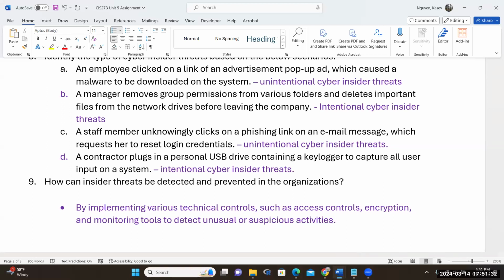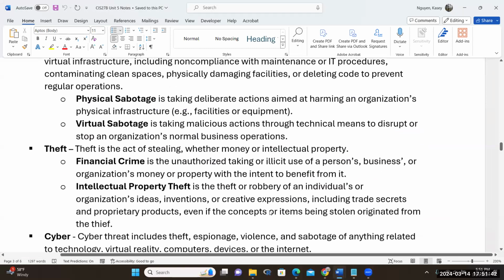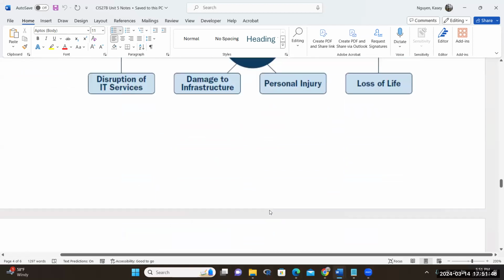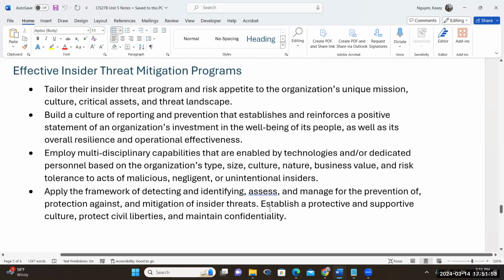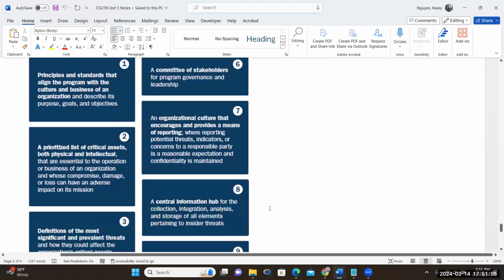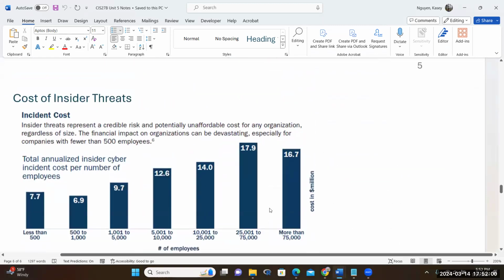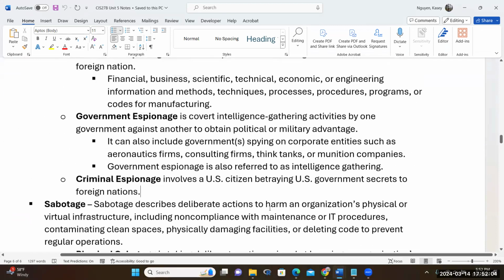Miss Casey, in number 9, where do you find it in the notes? For detection, yeah, hold on one second. If you go down, did I put that in? Threat mitigation program. Page 4, yeah, thank you. Page 4, providing insight. Yeah, that's right. Oh, thank you.